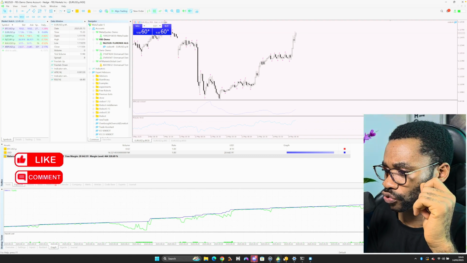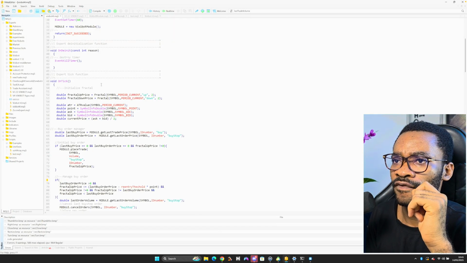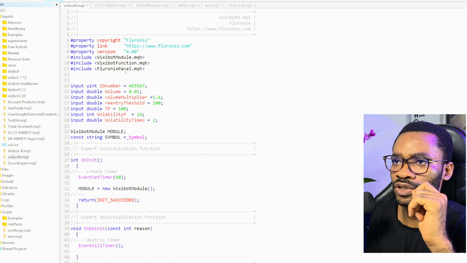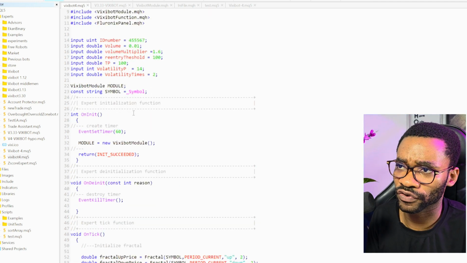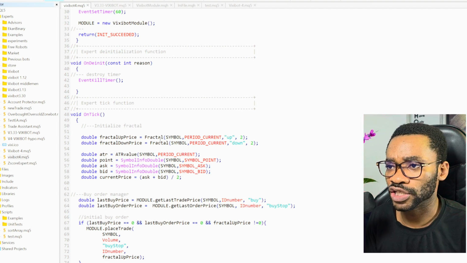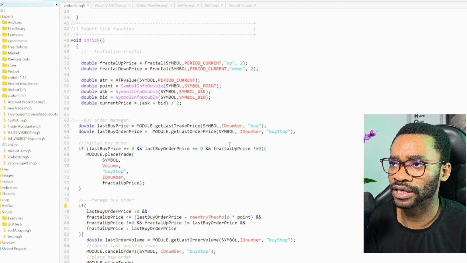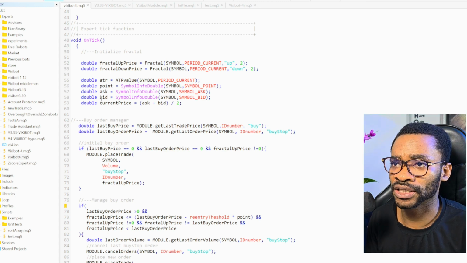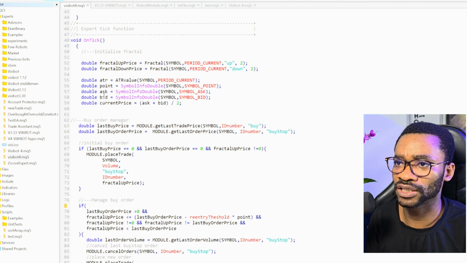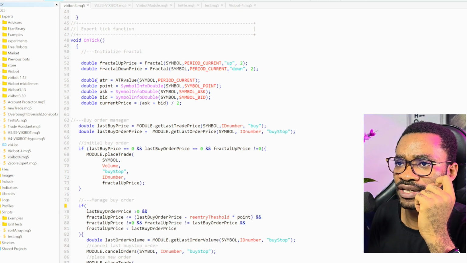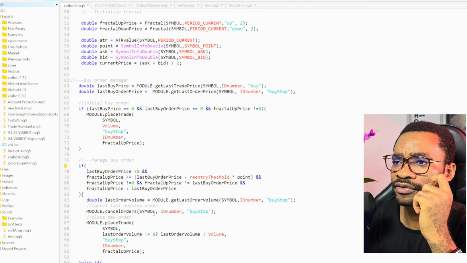I'm going to navigate to the code of our Vixibot so I can quickly show you what we are doing. Right here we include the necessary dependencies that we are going to use for this Vixibot. Then if you scroll down, we see we initialize our fractal up and fractal down. That's the function for calling a fractal, for the current period that we are on, which is 30 minutes. And we get the symbol properties like the symbol point, the bid, as well as the current price by calculating ask plus bid divided by 2. That gives you the current price, and then we get our ATR value right here.